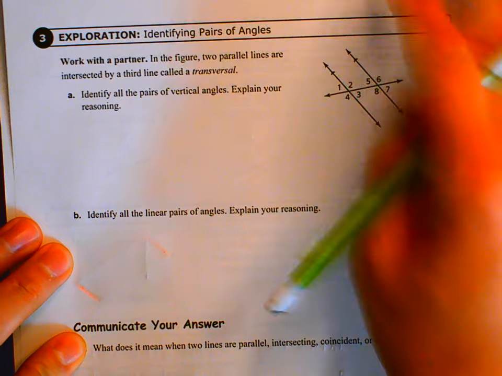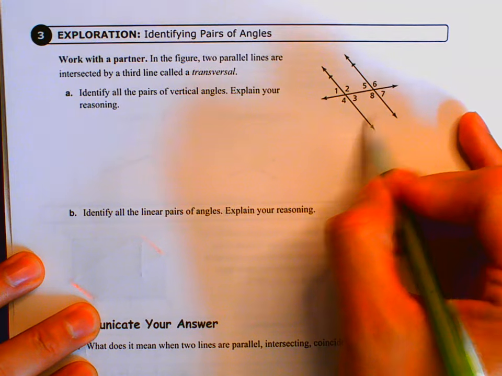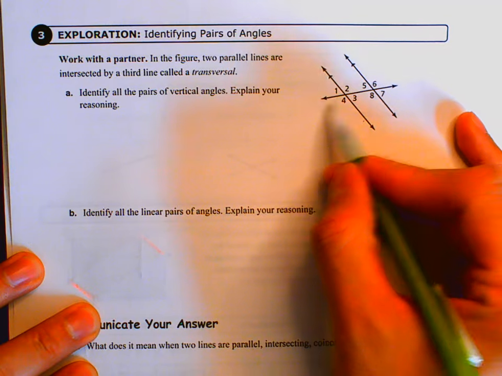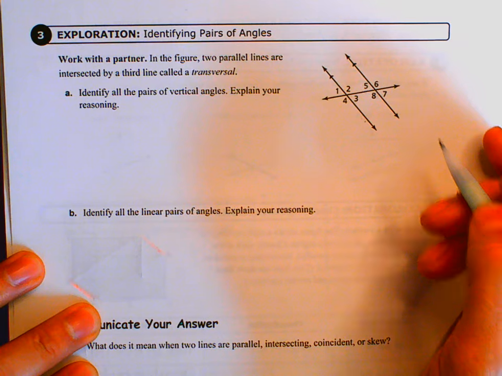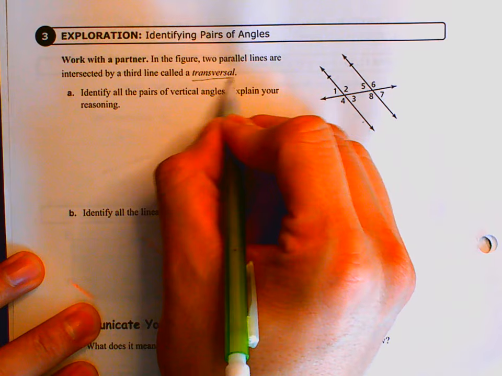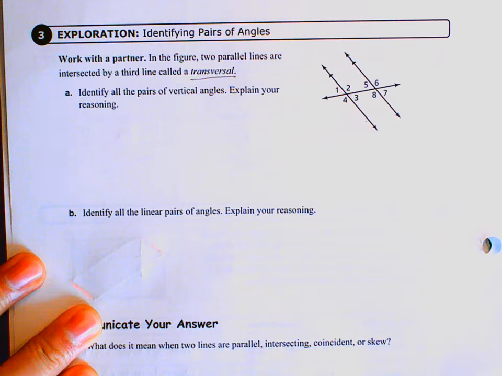Okay, what we have here now is two sets of lines that are parallel cut by a third line that we are going to call our transversal. A transversal is a third line that cuts through two lines. Transversals don't always have to cut through two sets of parallel lines. In this case, it does.